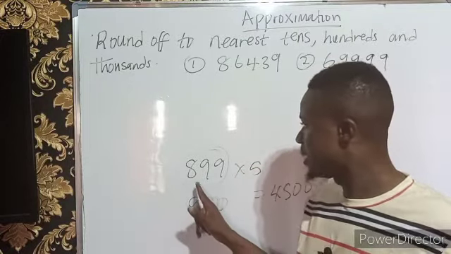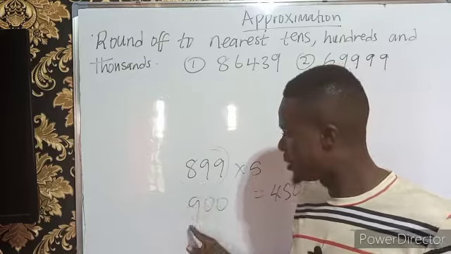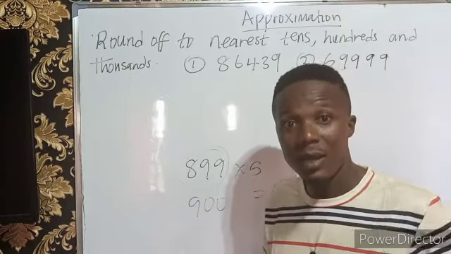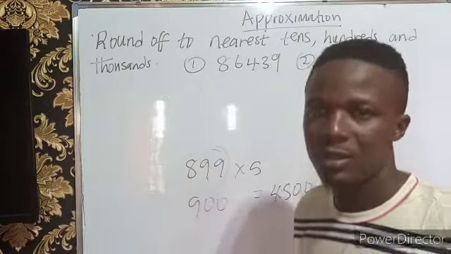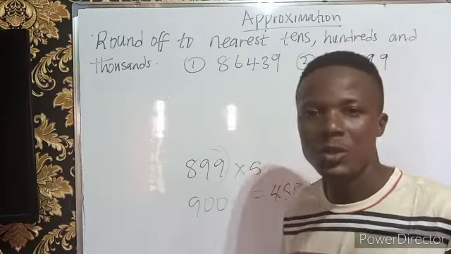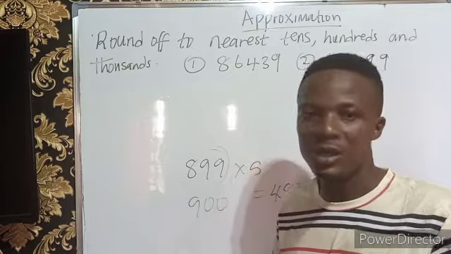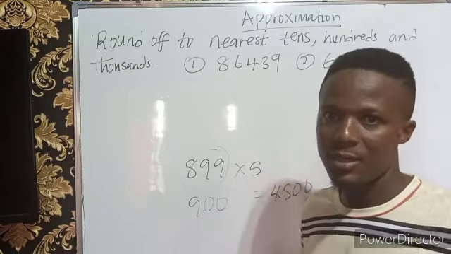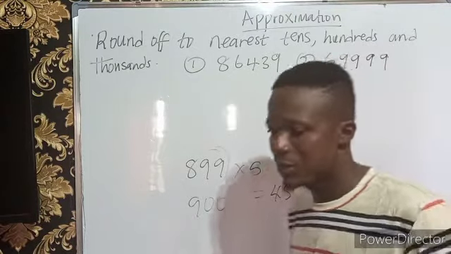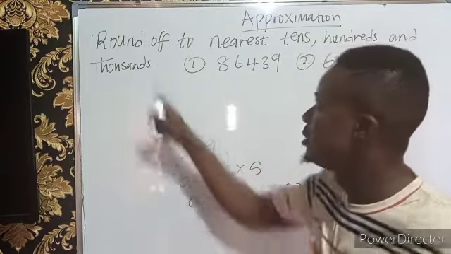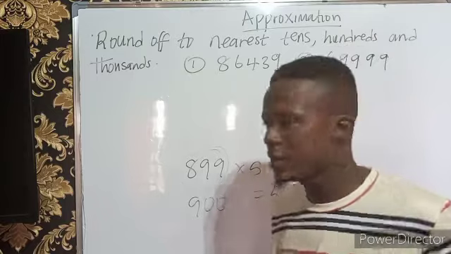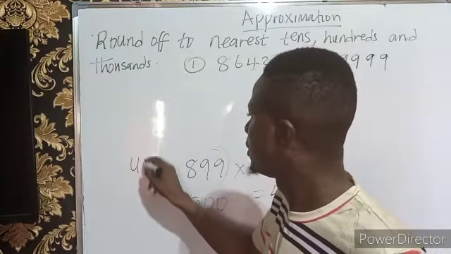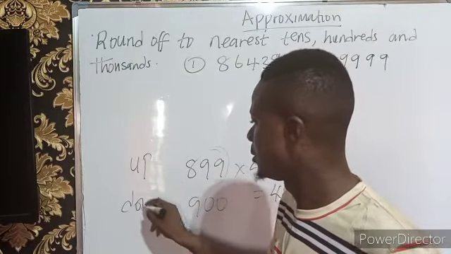Like 900 is nearly 899, but they are not the same thing. They are nearly but not exactly the same, but they are almost the same thing. That is approximation for you. So you can just say that approximation is a value that is nearly but not exactly the same. Okay, in approximation, there is what we call rounding off numbers.